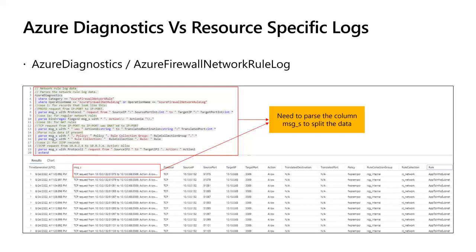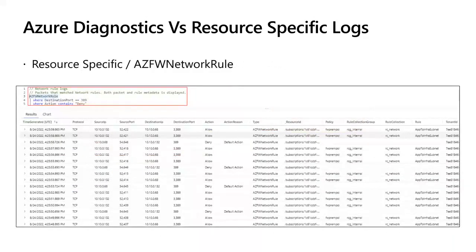In order to parse that data, we need to run a very complex query, which you can see at the top of the screen. It has around 20 lines, and lots of parsing is going on there, without which we won't have segregated data columns like the source IP, source port and everything. So this is manual work we have to do, which is not desirable. Whereas in the case of resource specific logging, which is part of the new structured firewall logs, as you can see at the top of the screen, the query is actually very simple.